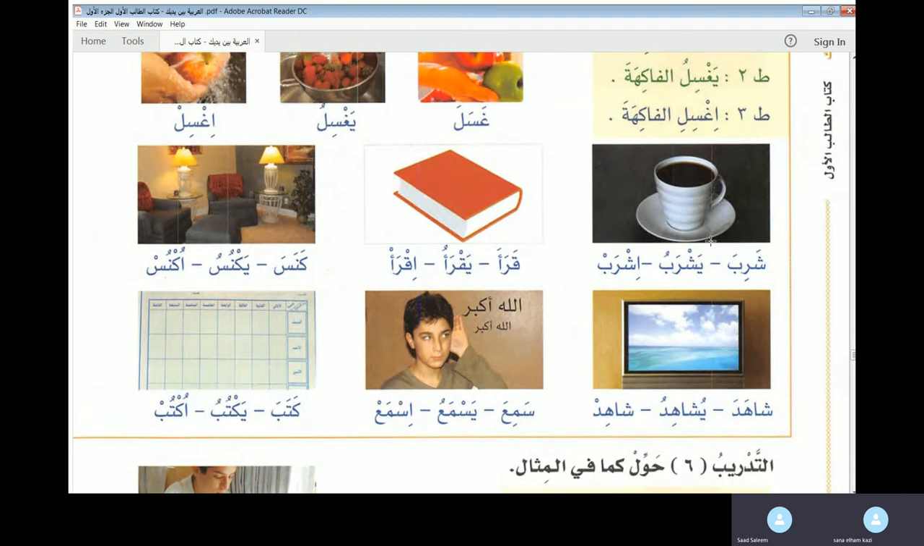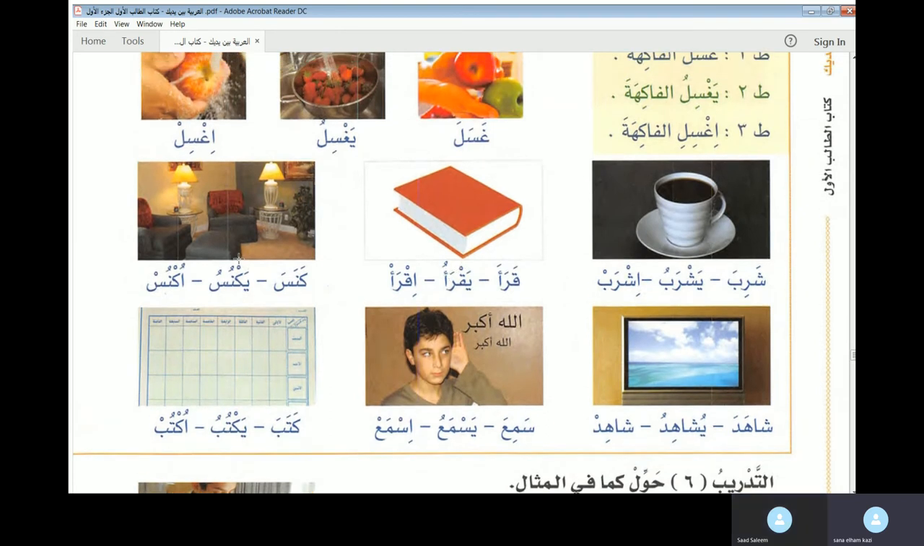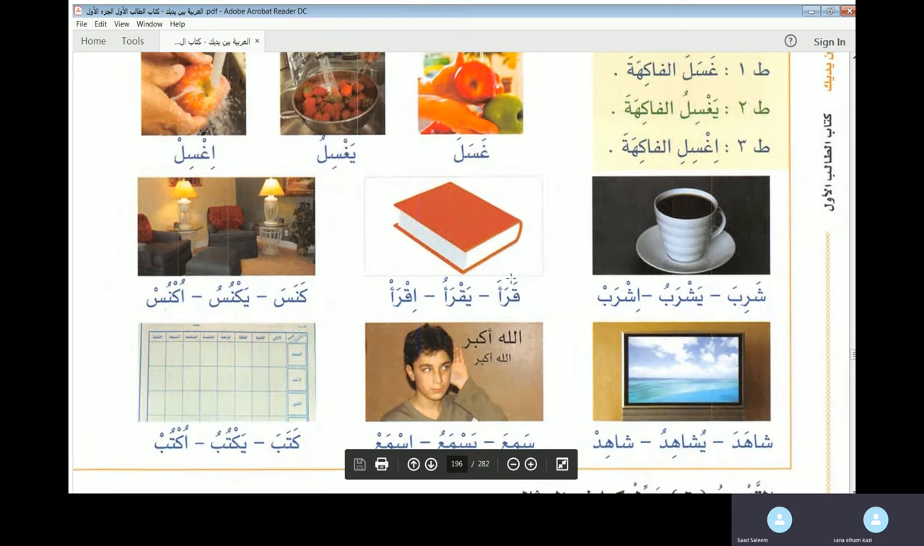Example. Here we have a different word also. For example, yastaykhizu, right? Okay. But I think we use yaknusu. Yaknusu, uknusu, because after the sukun on kaf, you then use dhamma on noon. So that's why you use dhamma. Let's assume we have fatha, right, then what will we use?